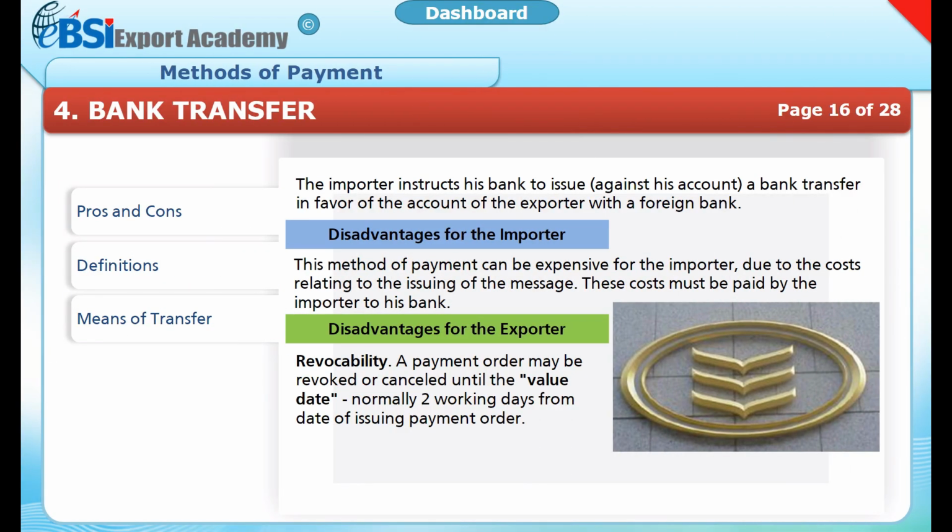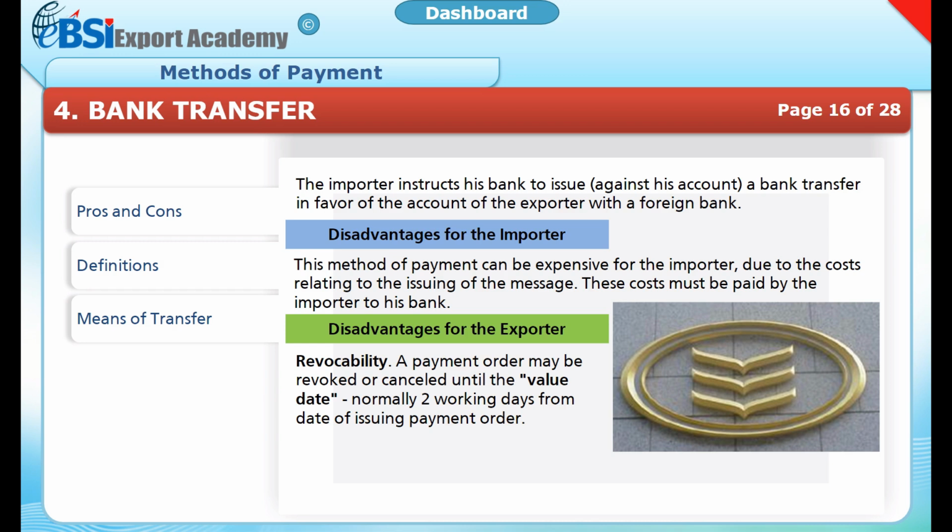Bank transfer. The importer instructs his bank to issue against his account a bank transfer in favor of the account of the exporter with a foreign bank. Disadvantages for the importer. This method of payment can be expensive for the importer due to the costs relating to the issuing of the message. These costs must be paid by the importer to his bank.